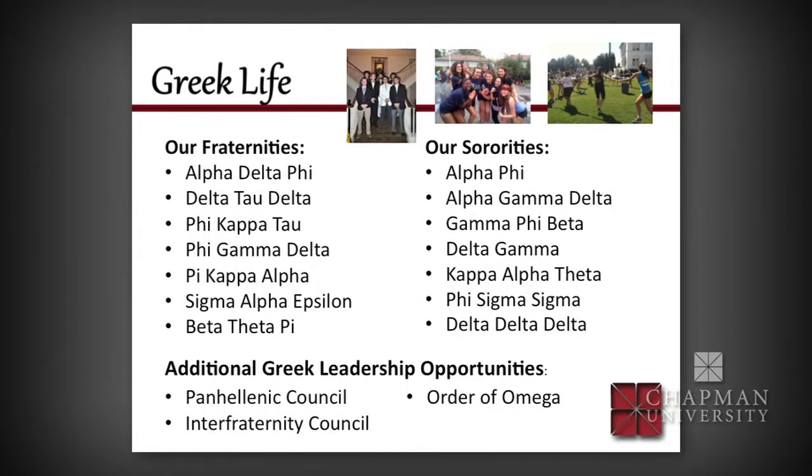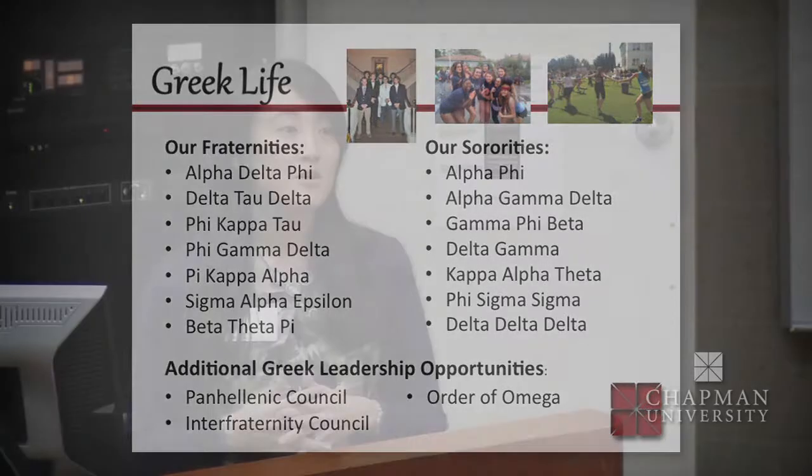We have a very large and very active Greek life system here, which is very visible on campus. We have 7 fraternities and 7 sororities that you can see there, as well as a couple of Greek councils, some Greek leadership opportunities. So if you want to be in some of the governing bodies in the Greek community, we have a Panhellenic and an interfraternity council, as well as a Greek Honor Society, Order of Omega. And they are very active. They're very service and academic oriented, and they just have a great presence on campus, and we really enjoy having them around and doing amazing programming like they do.